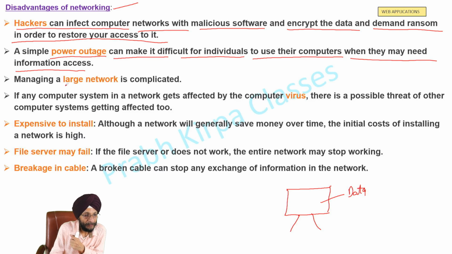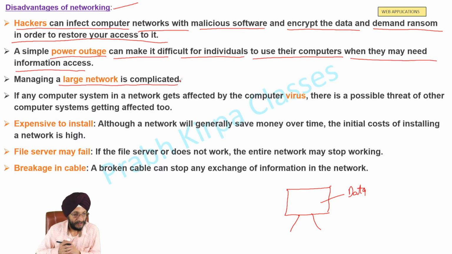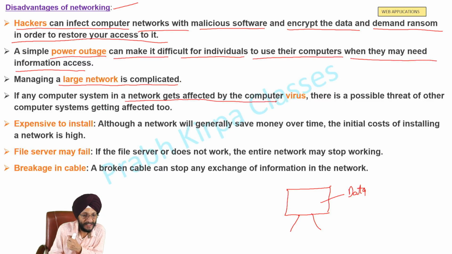A simple power outage can make it difficult for individuals to use their computers when they need information access. Next is, managing a large network is complicated. Next, if any computer system in a network gets affected by a computer virus, there is a possible threat of other computer systems getting affected too.